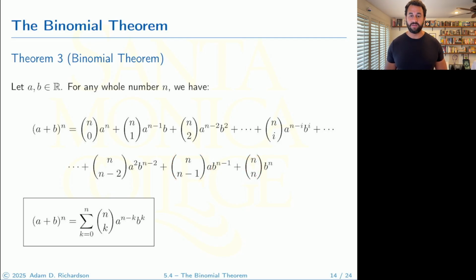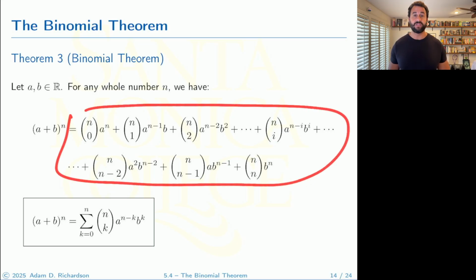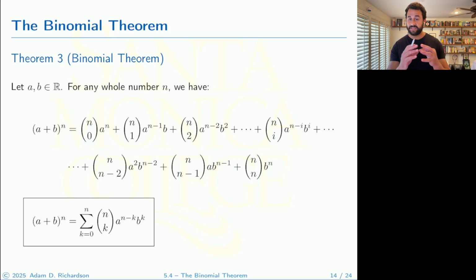So there's that pattern in the coefficients. And then look at the patterns of those other factors, a to the n, a to the n minus 1, a to the n minus 2, dot, dot, dot. B to the 0, b to the 1, b to the 2, dot, dot, dot, all the way up to these results. So this is why we like sigma notation and summation notation, because nobody wants to have to write this out every single time. Instead, we can compactify everything using sigma notation. It is the sum from k equals 0 to n of n choose k times a to the n minus k times b to the k.